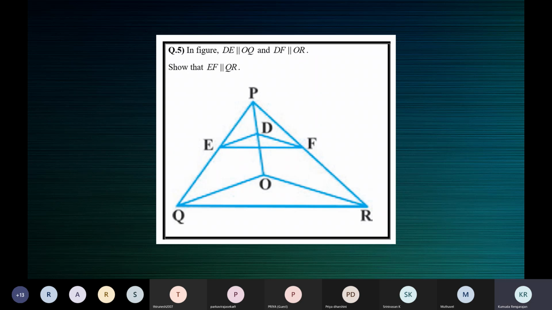Look at the question in figure 5. DE is parallel to OQ. DF is parallel to OR. Show that EF is parallel to QR.